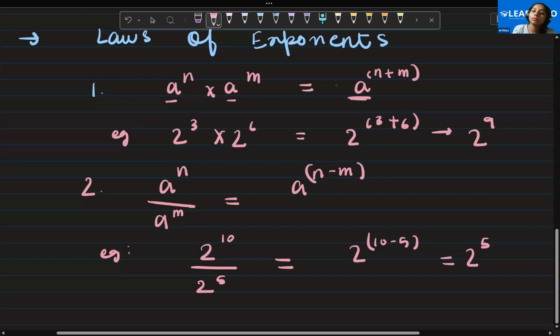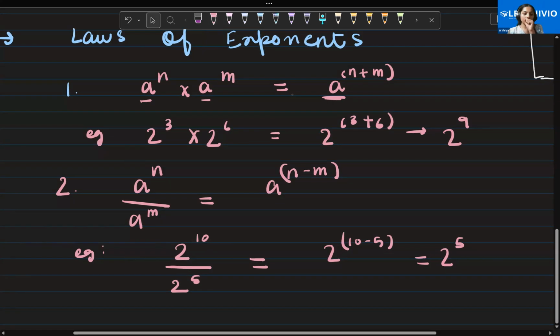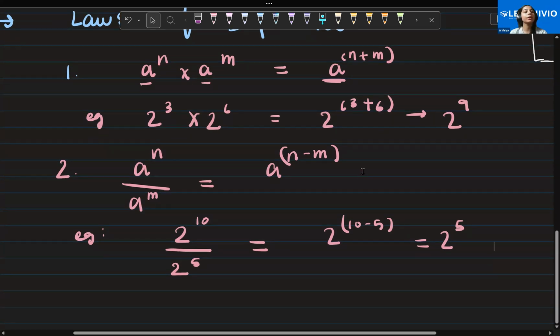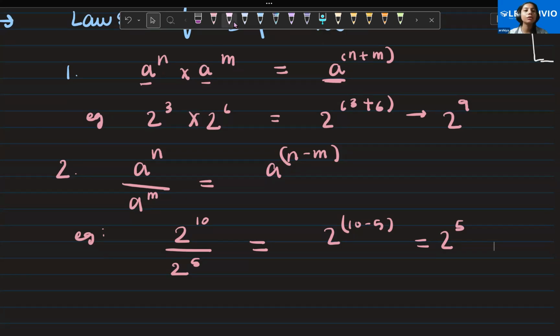Now, what if the power in the denominator is greater than the power in the numerator? Yes, we'll come to that. That is also one of the laws, and that's a new concept. We'll do that as the last law. Shall I move forward?